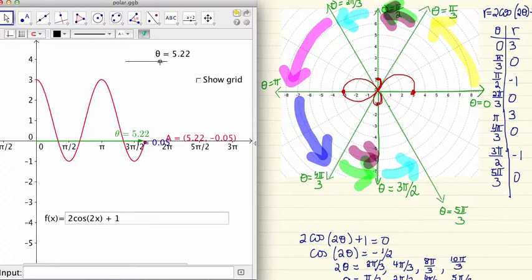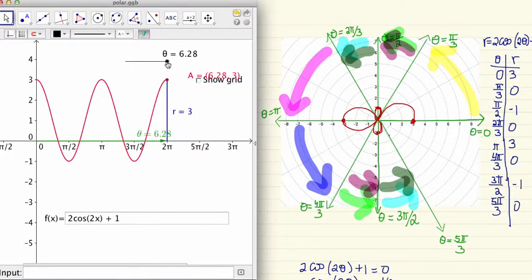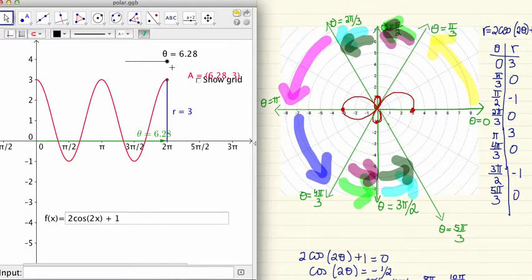I'm looking at angles between 3 pi over 2 and 5 pi over 3. So I'm looking at angles in here, but r is negative, so I'm really looking to draw my curve in here. So that will go like that. And then we'll finish off quadrant 4 by getting to 2 pi. So that's the last point I'll put on my list.